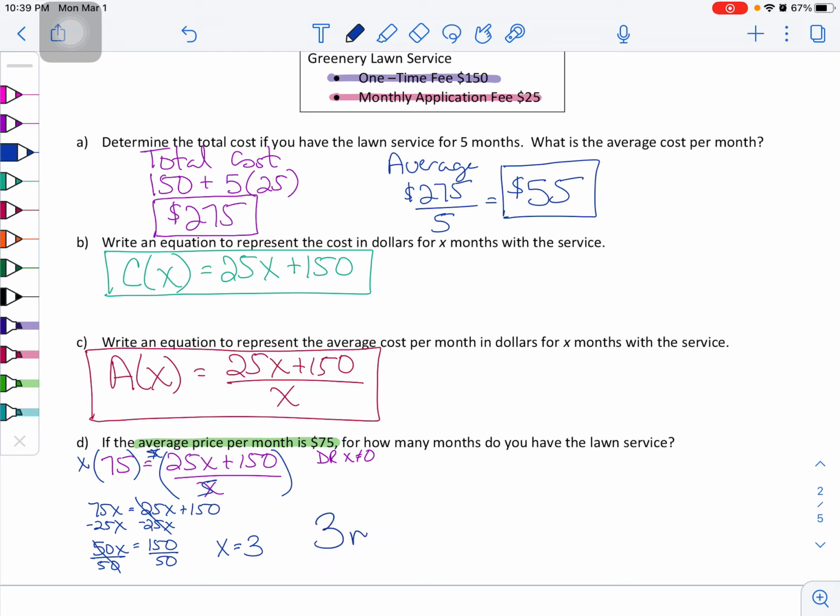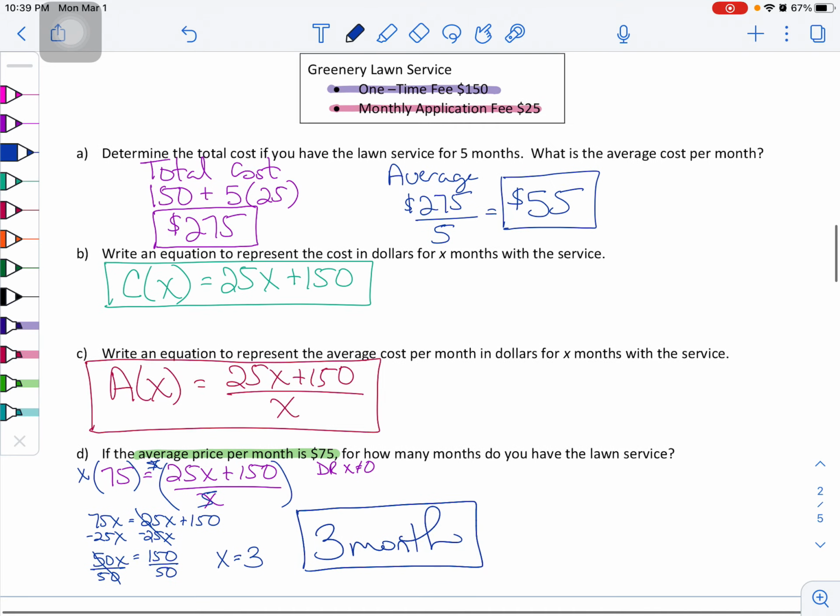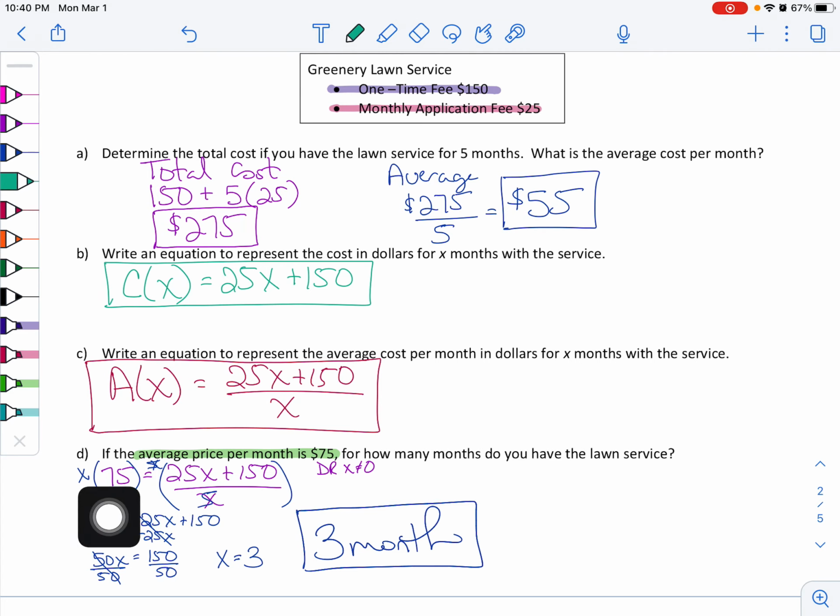Nope, that's right. Okay. It just took my brain a second to follow along. All right, so if you had the company for just 3 months, then you would have an average price per month of $75. All right, sorry for that little delay, little timeout as I'm looking at it. But sometimes if you don't feel quite right about an answer, it's always a good idea to double check just to see if something is making sense.